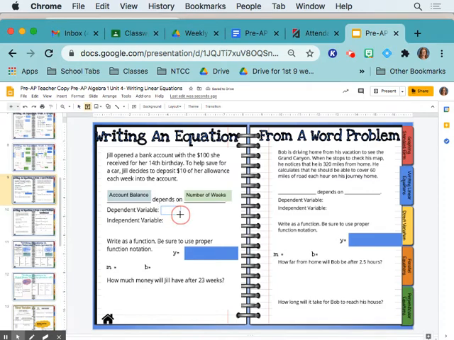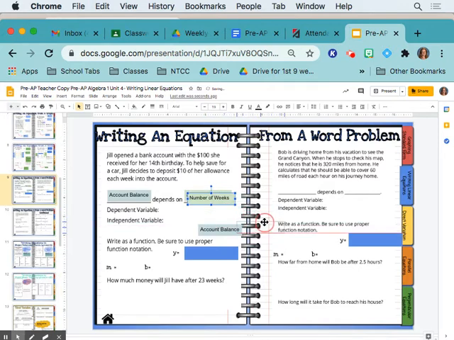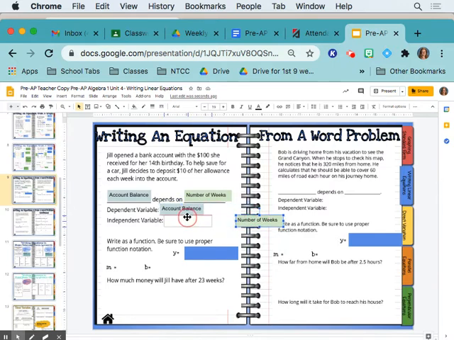So this is going back to what's the independent, what's the dependent. I'm going to copy and paste these since I've already written them. And then we can talk about what is the independent, what is the dependent. Okay, so account balance depends on number of weeks. So if account balance depends on number of weeks, the account balance is our dependent variable. And our independent variable is what it's depending on, which is our number of weeks.